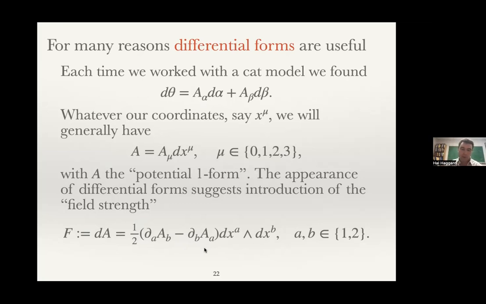All right. So differential forms are leading us to yet another object, the exterior derivative of our potential one form, and we call this thing the field strength. So let me try and convince you that the field strength actually is interesting.